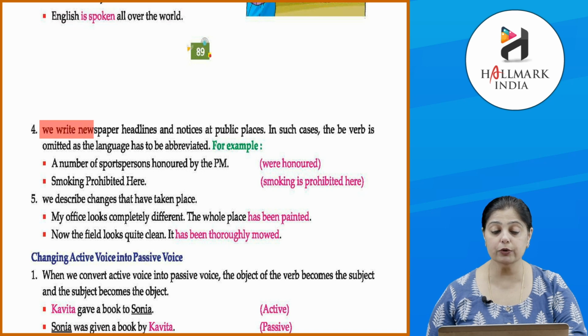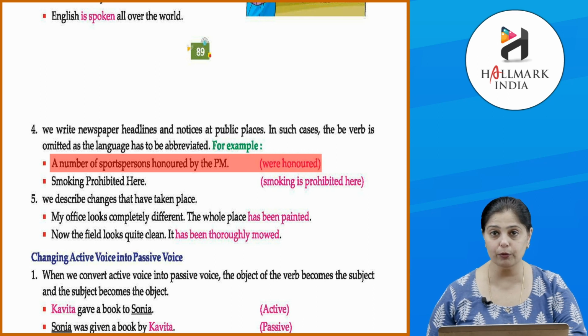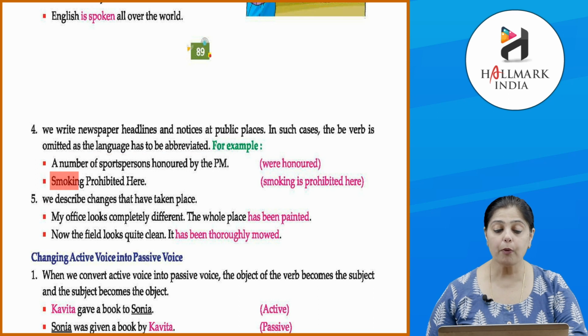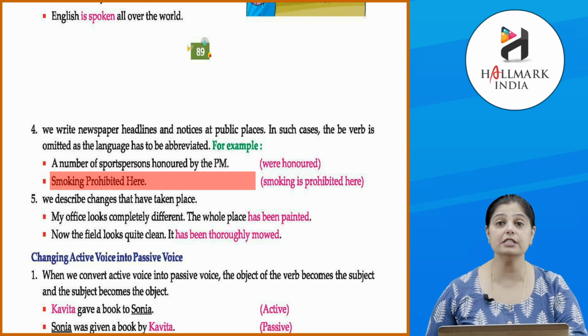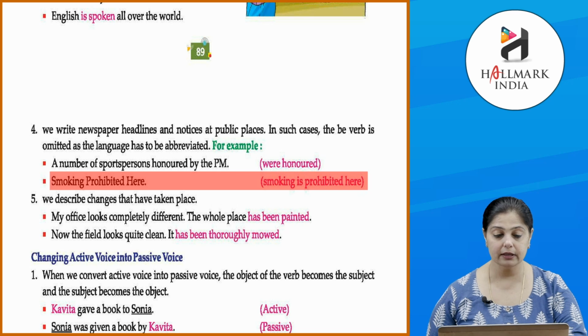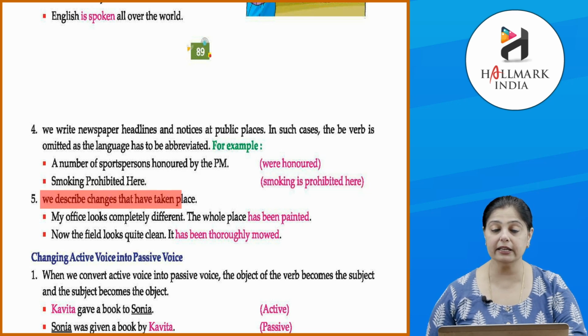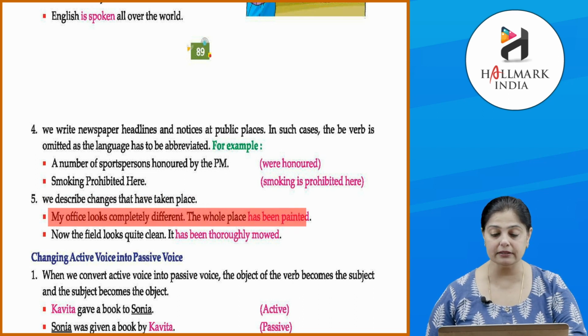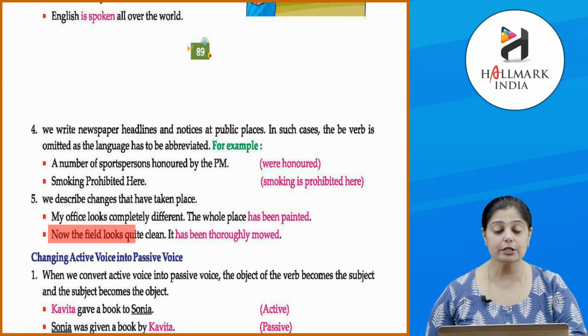Okay. Now, we write newspaper headlines and notices at public places. In such cases, the be verb is omitted as the language has to be abbreviated. For example, a number of sportspersons honored by the PM, that is, were honored by the PM. Smoking prohibited here. That means smoking is prohibited here. Clear? We describe changes that have taken place. My office looks completely different. The whole place has been painted. Now, the field looks quite clean. It has been thoroughly mowed.